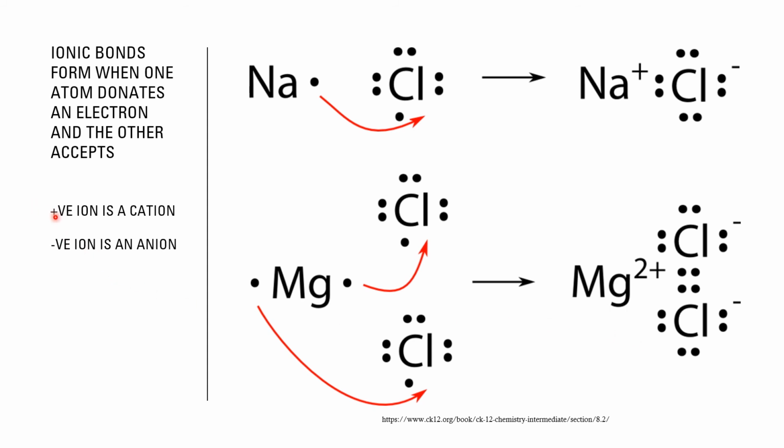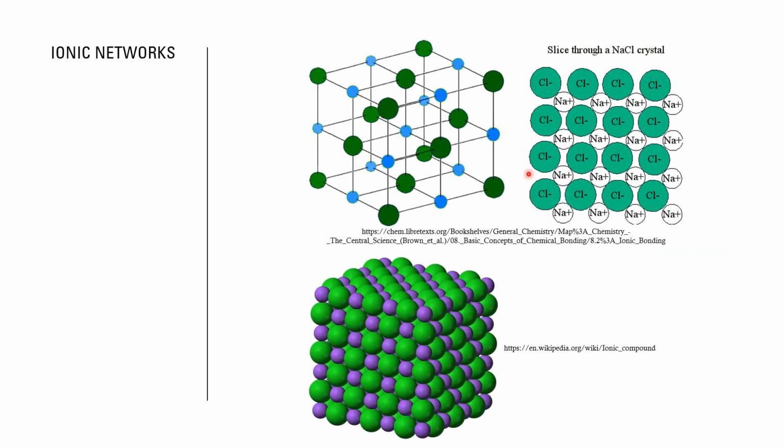Something else to note that I've got here is that a positive ion is called a cation. So that would be a magnesium cation and a sodium cation. We also have negative ions, and they are known as anions. So our chlorines here would all be known as anions. What we end up forming are ionic networks. We don't end up with small little molecules like we did for covalent substances.